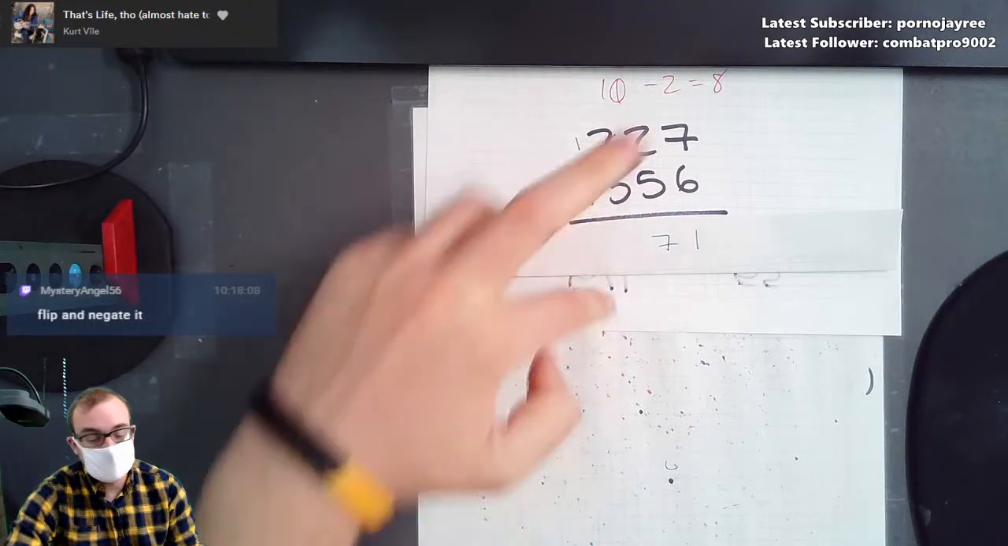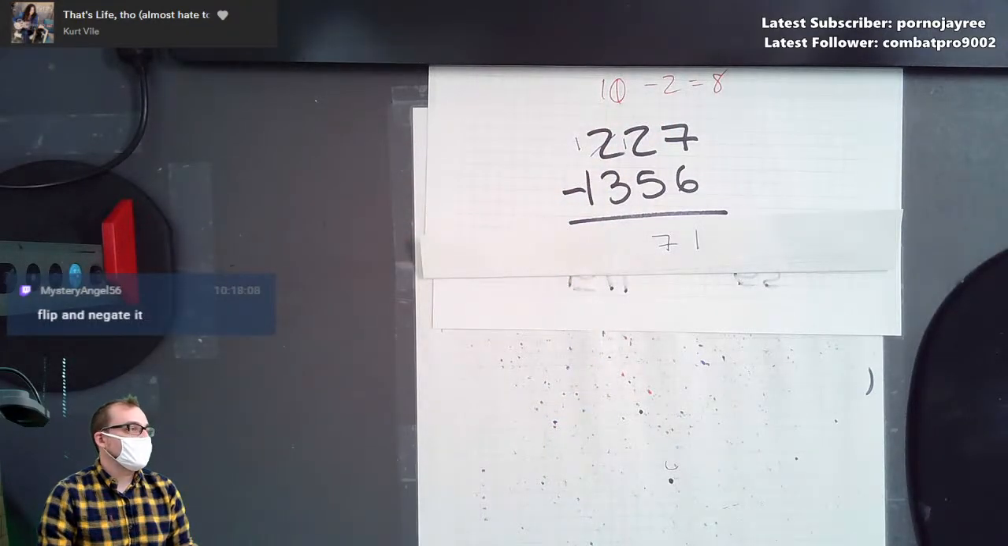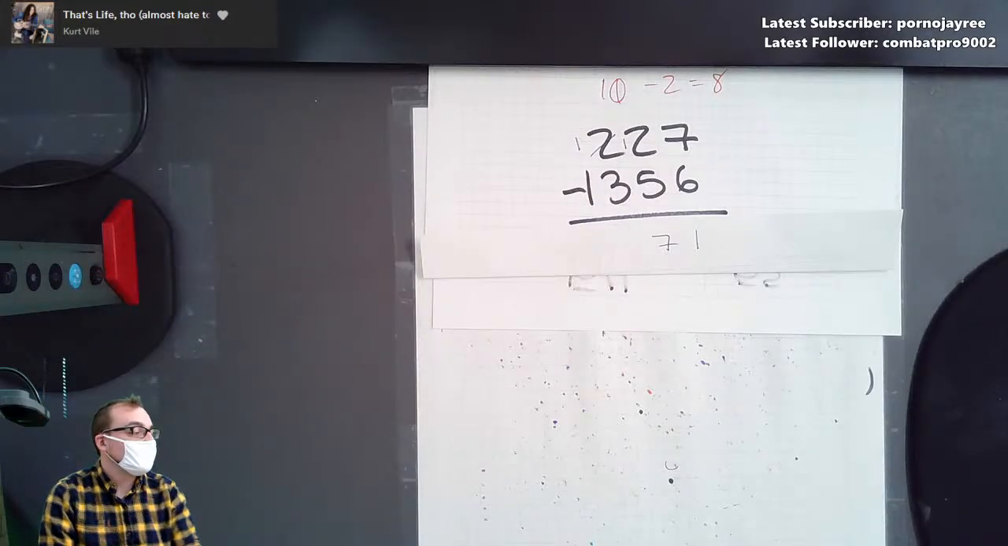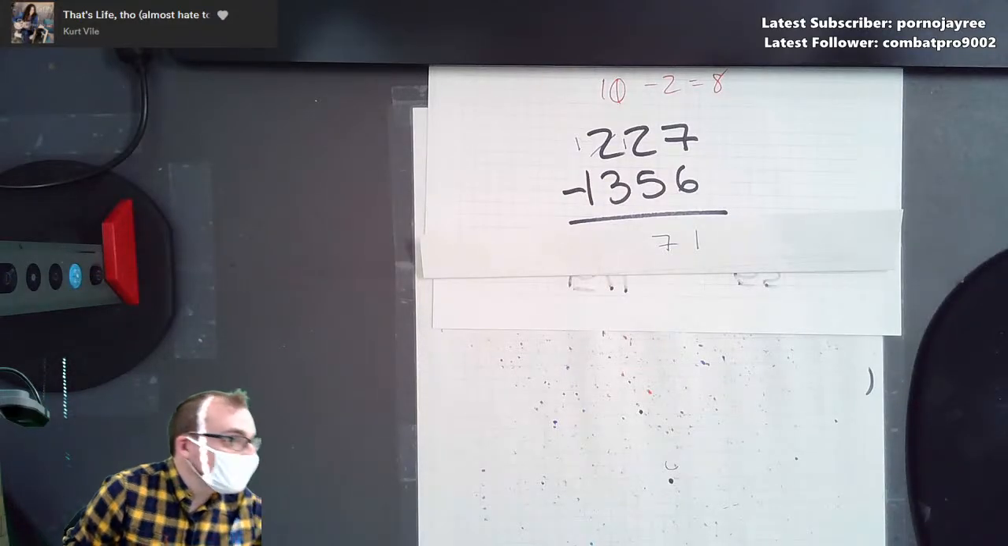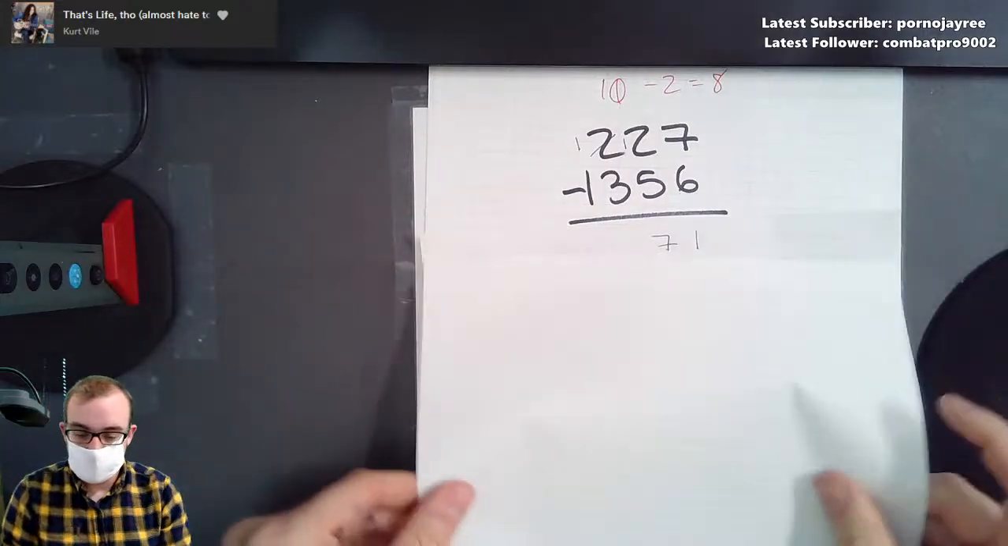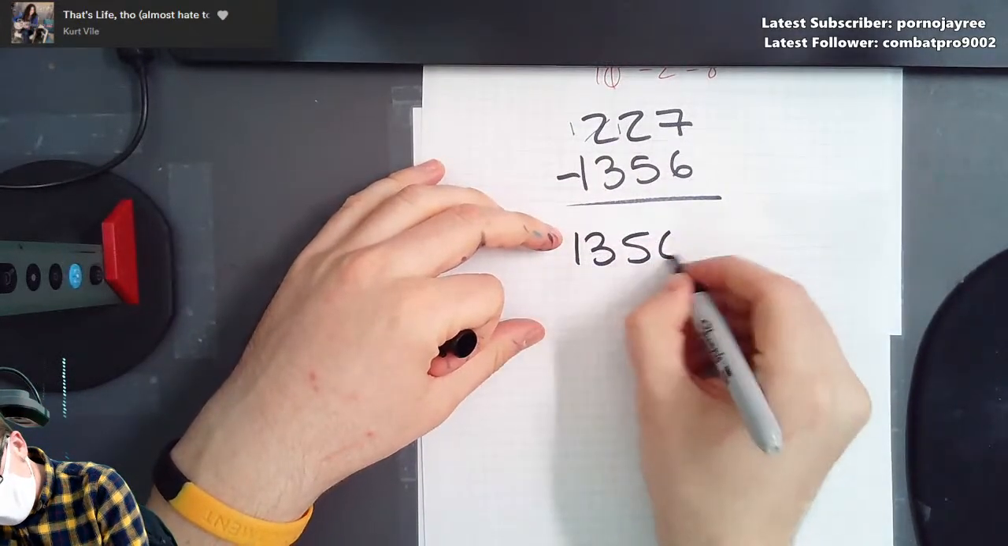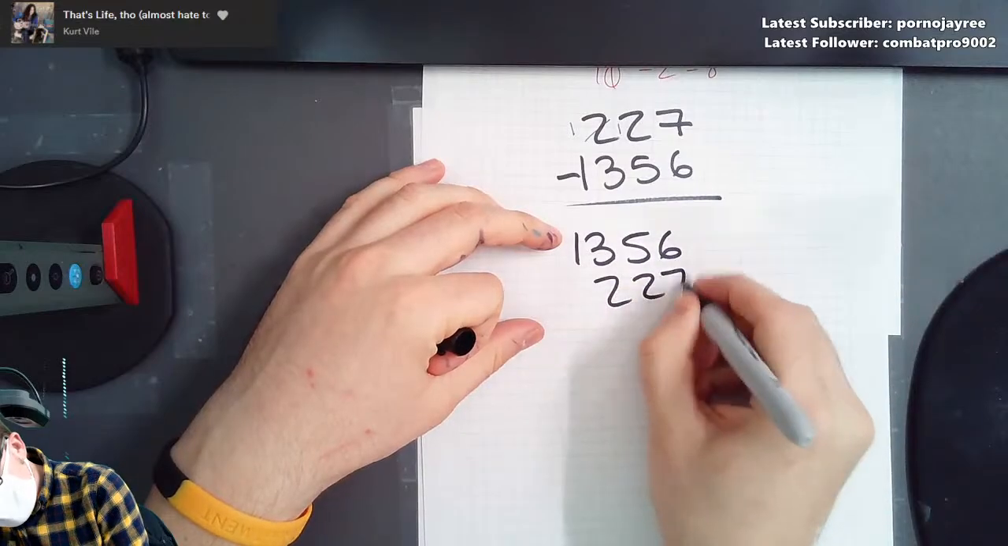Now, Lily's correct. You can flip it and negate it. Why are you allowed to flip and negate? We know 5 minus 7 isn't the same thing as 7 minus 5. Exactly. We all do, right? We respect all kinds here. You prefer big on top. 1, 3, 5, 6. 2, 2, 7.